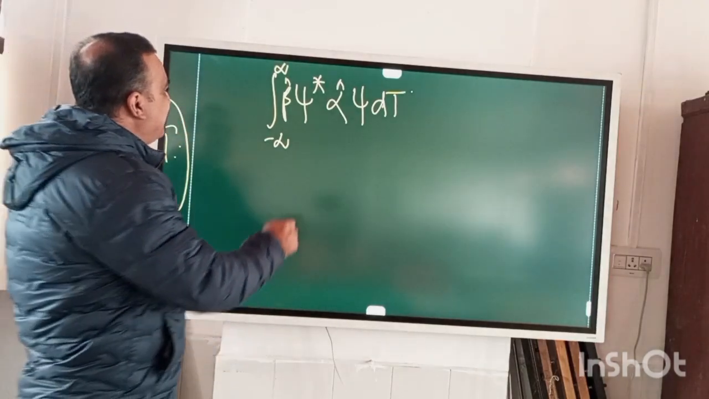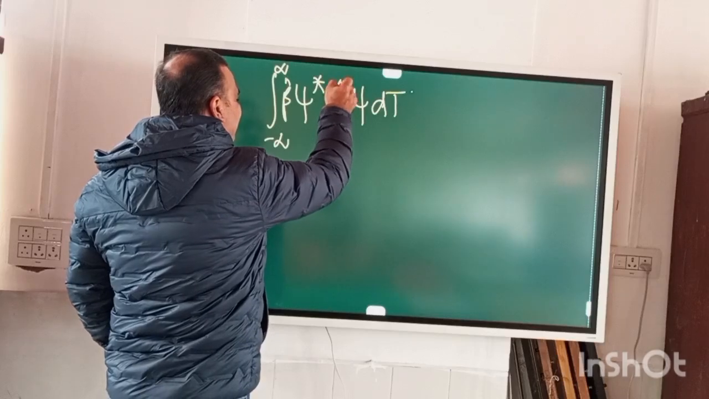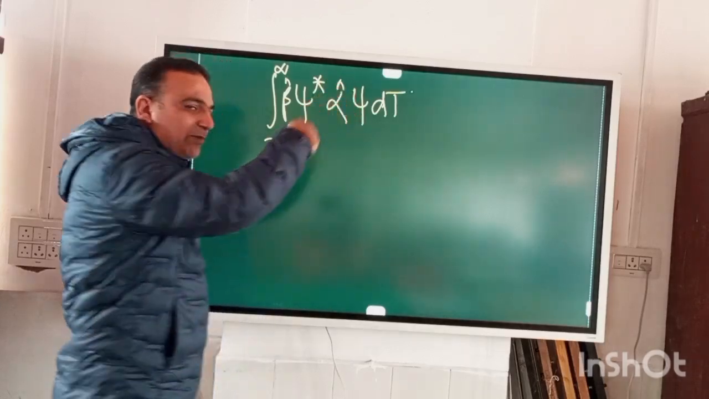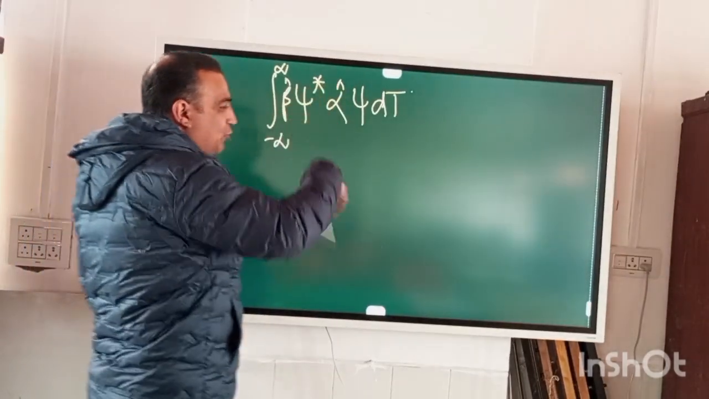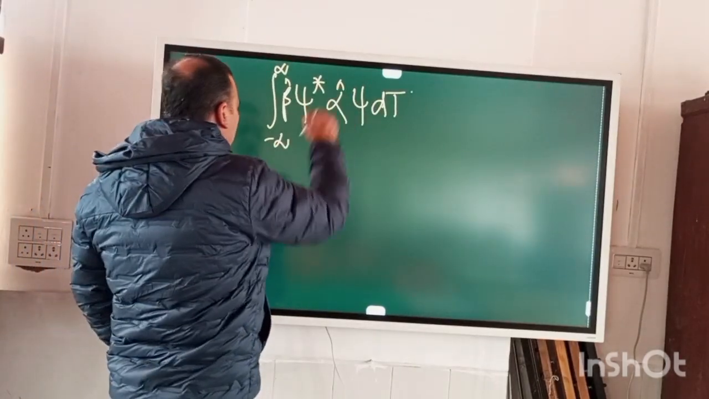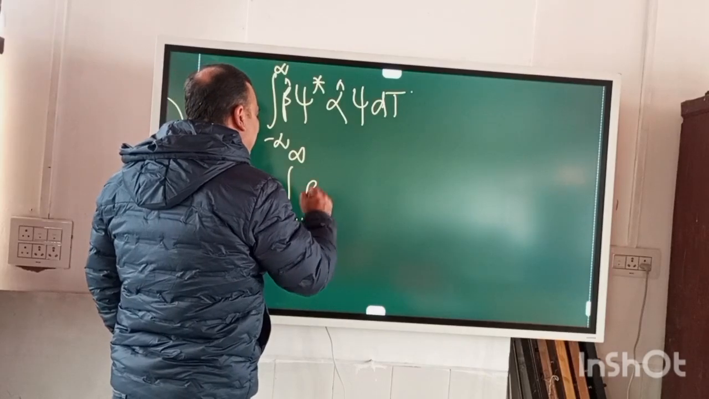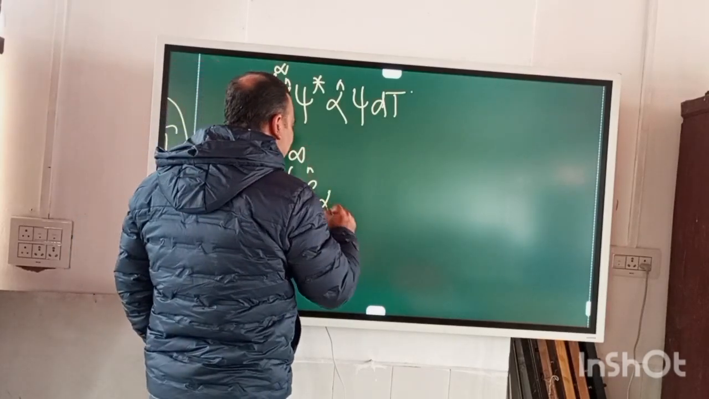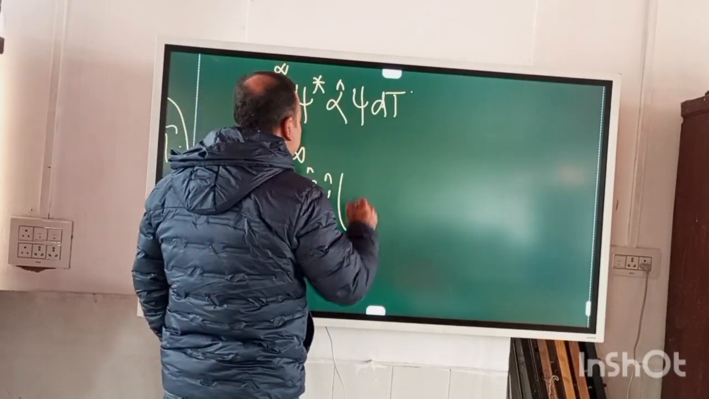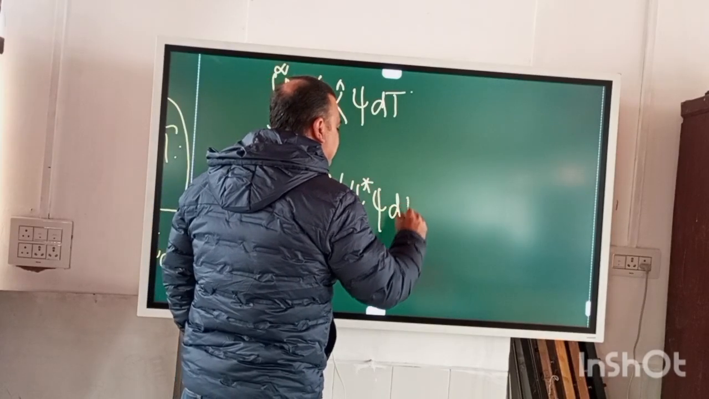Now again we can see that we have alpha cap. This alpha cap is a Hermitian operator, so it should also take on the property of Hermitian operators. So I should be writing for alpha cap the integral from minus infinity to infinity. Beta cap is first, then alpha cap will come here. Inside I'll be using psi star, psi, and d tau.